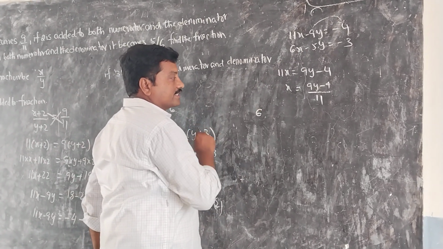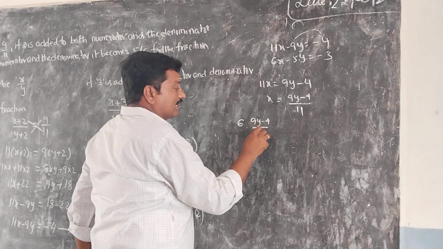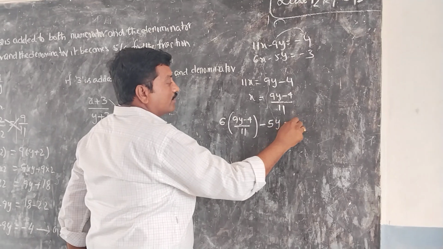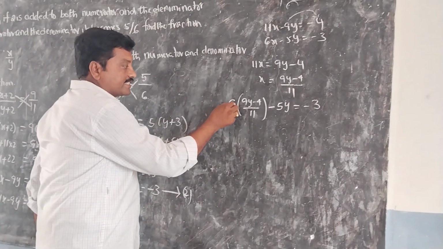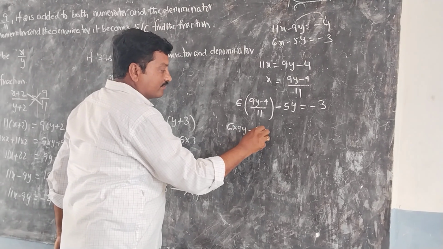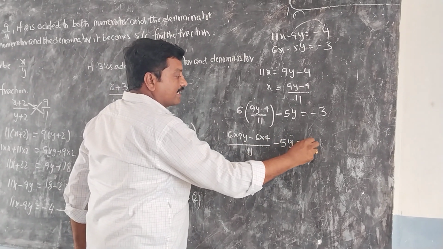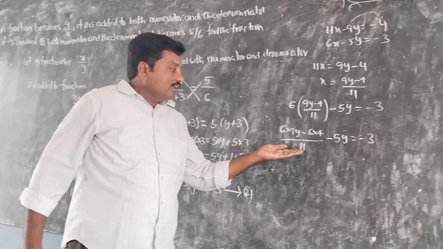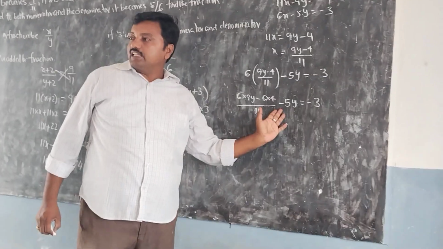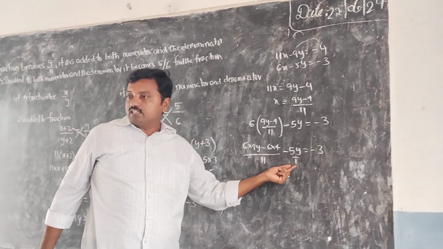So 6 into x, that is 9y minus 4 by 11, minus 5y equal to minus 3. So 6 into 9y minus 6 into 4 by 11 minus 5y equal to minus 3. This is the fraction, this is the integer. So here we have to find the LCM of the denominators. 11 and 1, LCM is 11.